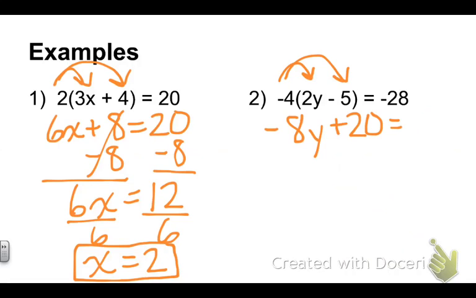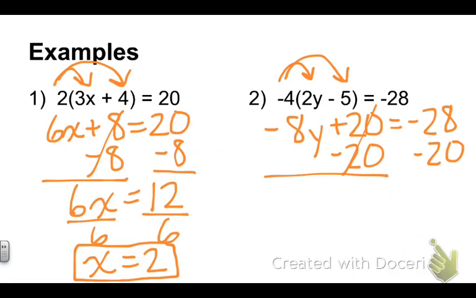Why a positive 20? Alright, a negative times a negative is a positive. Same thing, it's a two-step equation. Get rid of whatever's being added or subtracted. So get rid of that plus 20 by subtracting 20. 20 minus 20 is nothing. Leaves you with negative 8y.